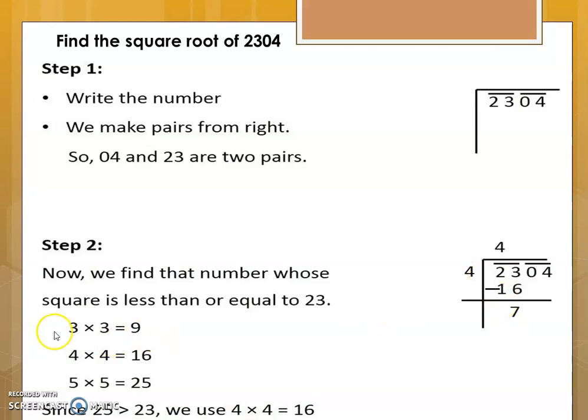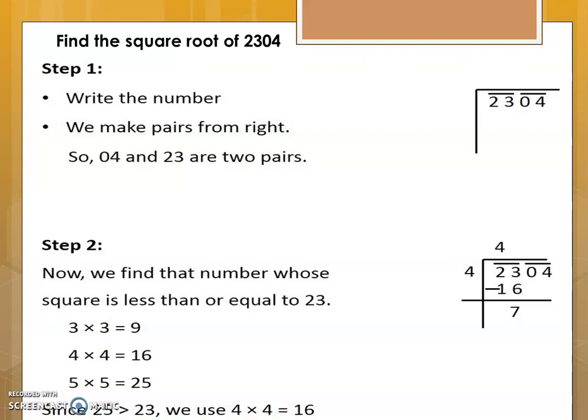So I have done some rough work here. 3 into 3 is 9, 4 into 4 is 16 and 5 into 5 is 25. Out of these, 25 is greater than 23, so we cannot consider 25. And 16 is less than 23 and nearest to 23. So we have taken 4 4s are 16 over here.